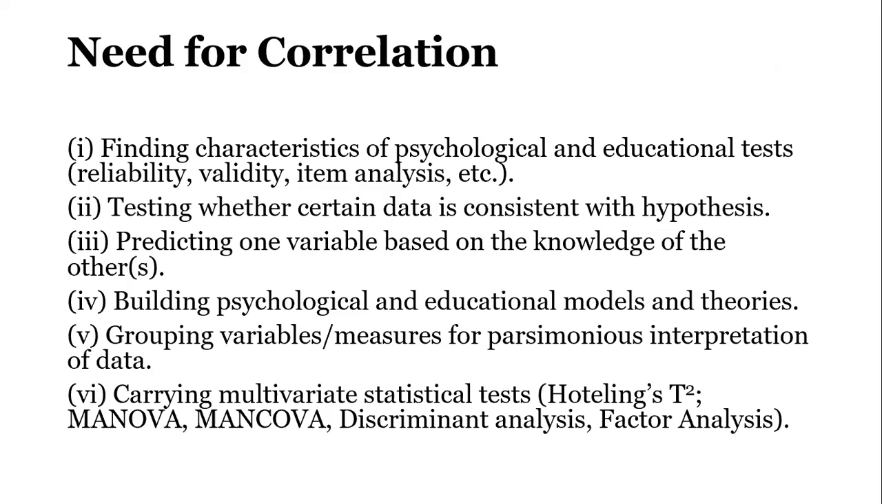What is the purpose of calculating correlation? We will discuss in a future class how to calculate the correlation coefficient, and the methods. But we have to know the purpose, or the need, for calculating correlation. Now you understand what correlation means: it is a technique to find out the relationship between two variables. The first need is finding out characteristics of psychological and educational tests, like reliability, validity, and item analysis.